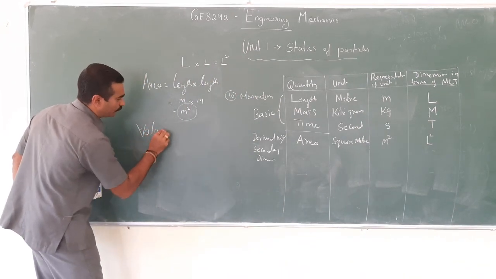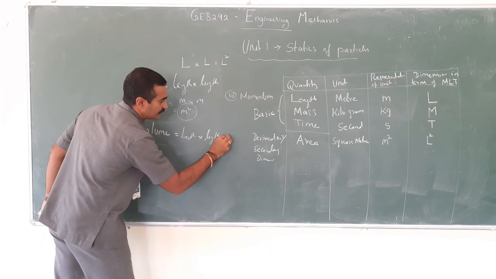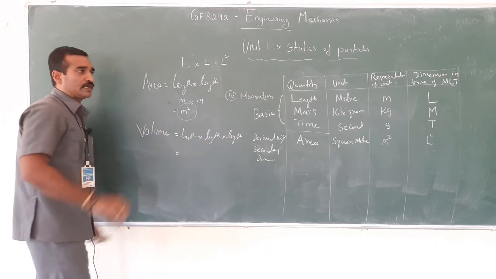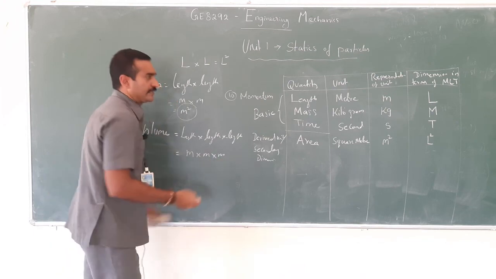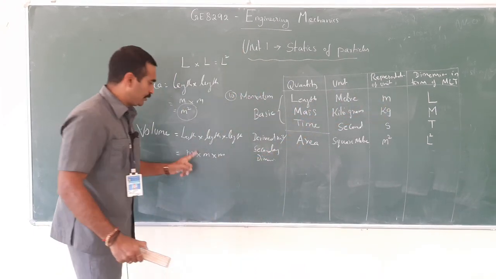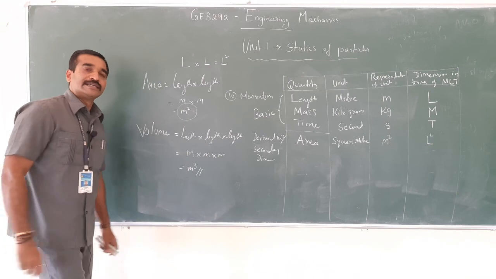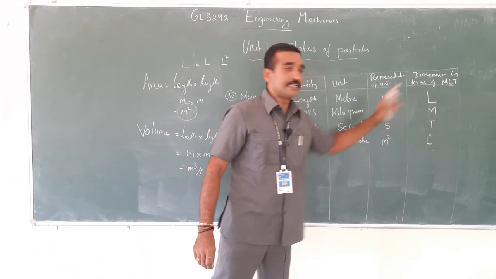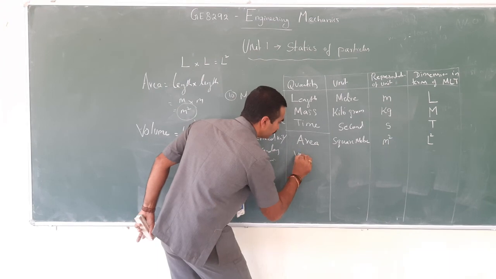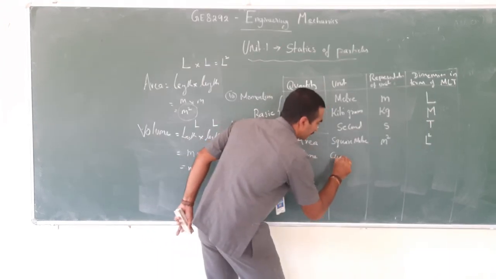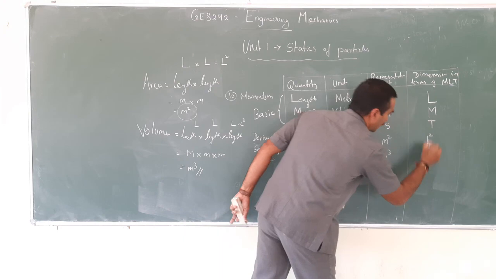So next, volume. Let me give the example for volume. Volume is length into length into length. In terms of unit, this is m into m into m, which is m cube. This is as far as unit is concerned. What about dimension? It is L into L into L, that is L cube. So for volume, it could be cubic meter, which can be written as m cube, and the dimension can be written as L cube.